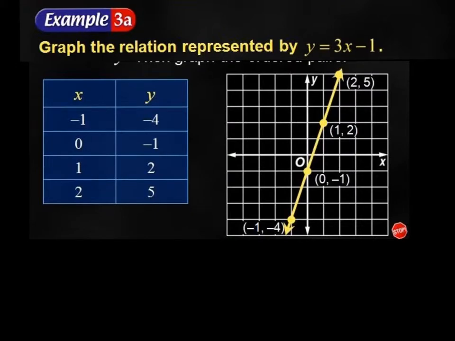But eventually we got to the point where we could graph this using slope-intercept form, which is y equals mx plus b. So my b, I can see the y-intercept is at -1, and the slope is going up 3 over 1. And we could graph the line that way.